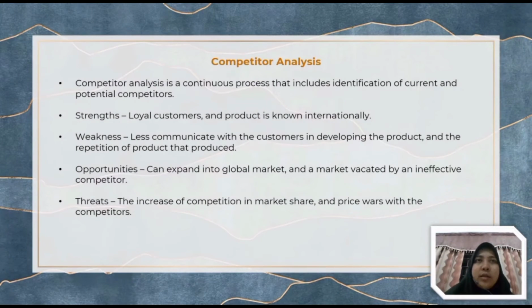Competitor analysis. Competitor analysis is a continuous process that includes identification of current and potential competitors. The strengths of our company are loyal customers and a product known internationally. The weakness is less communication with the customers in developing the product, and the reputation of the product they produce. The opportunities are to expand into the global market and a market vacated by an ineffective competitor. The threat is the increase of competition in market share and price wars with the competitors.